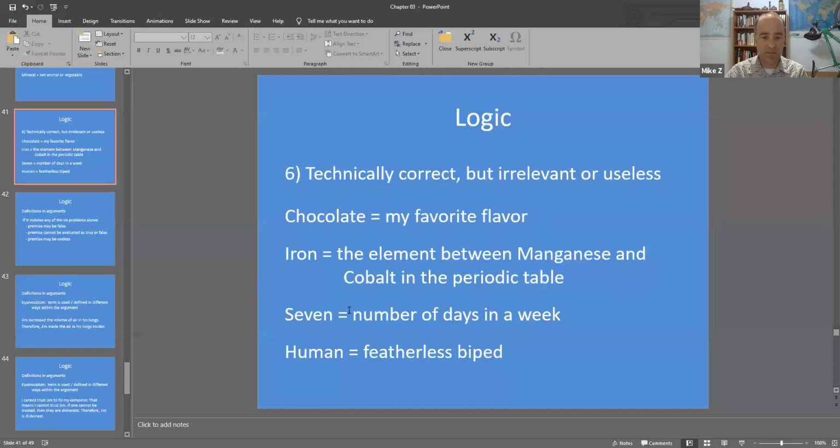Some other ones, they had this in the one book. If you define 7 as the number of days in a week, that's a weird definition of 7. It just so happens that the week does have 7 days, but that doesn't tell you what 7 is really. And this one we saw before too, right? The human is a featherless biped. Well, yeah, humans are featherless and they do walk on 2 feet, but that doesn't really tell you what humans are.